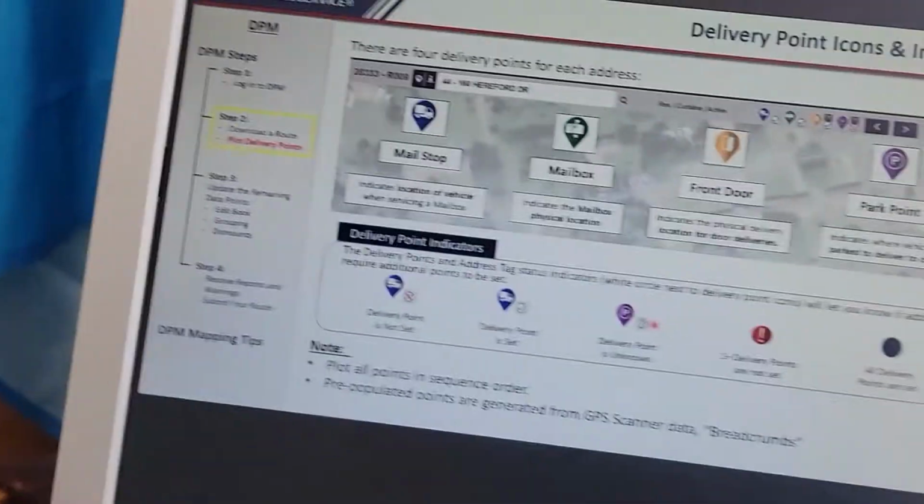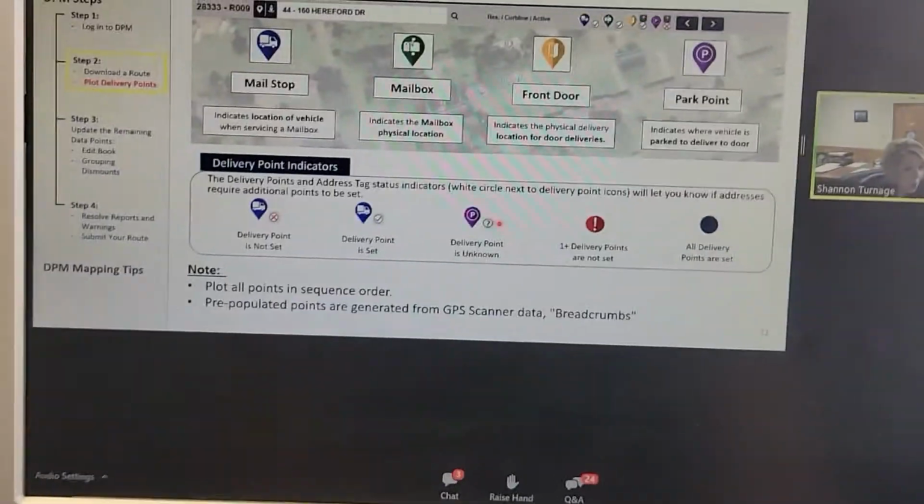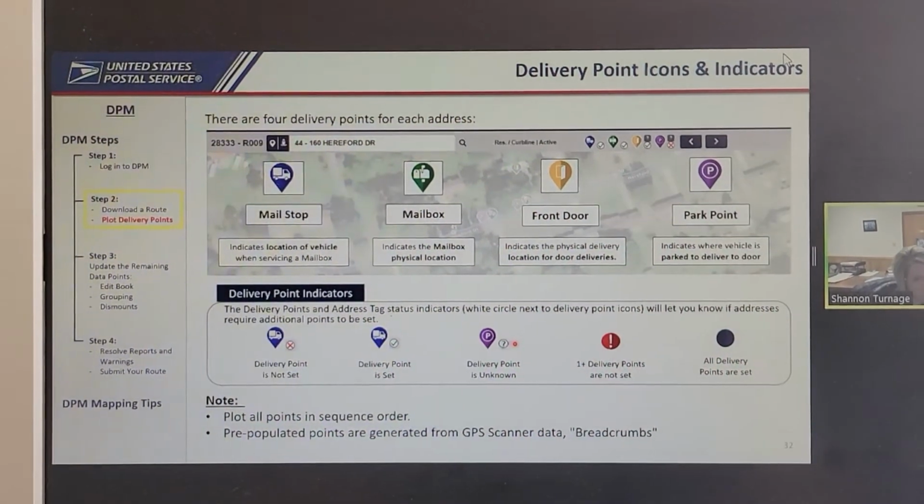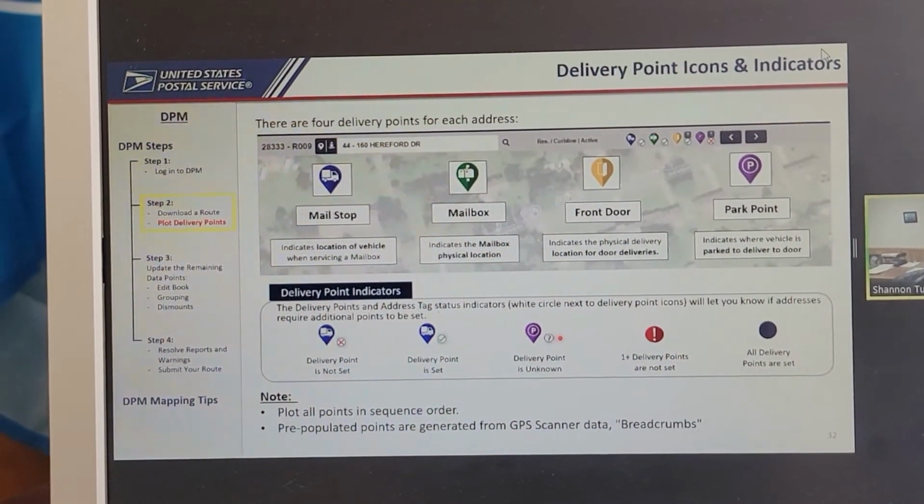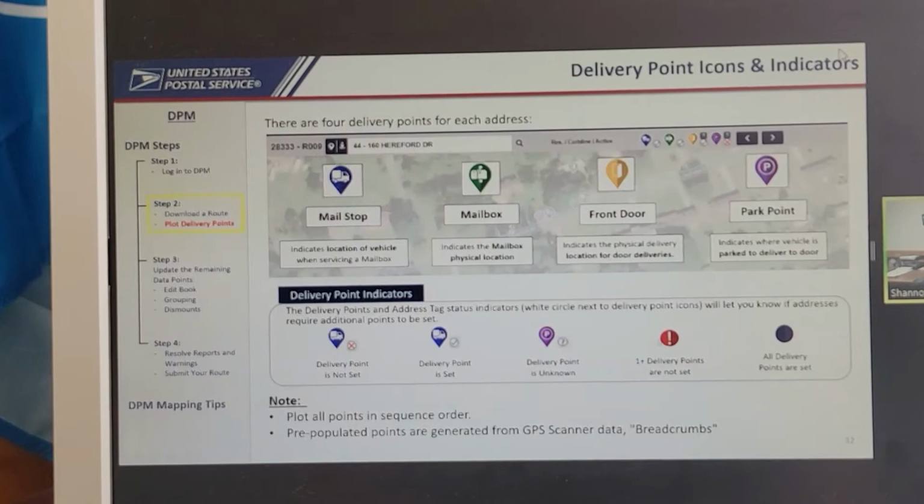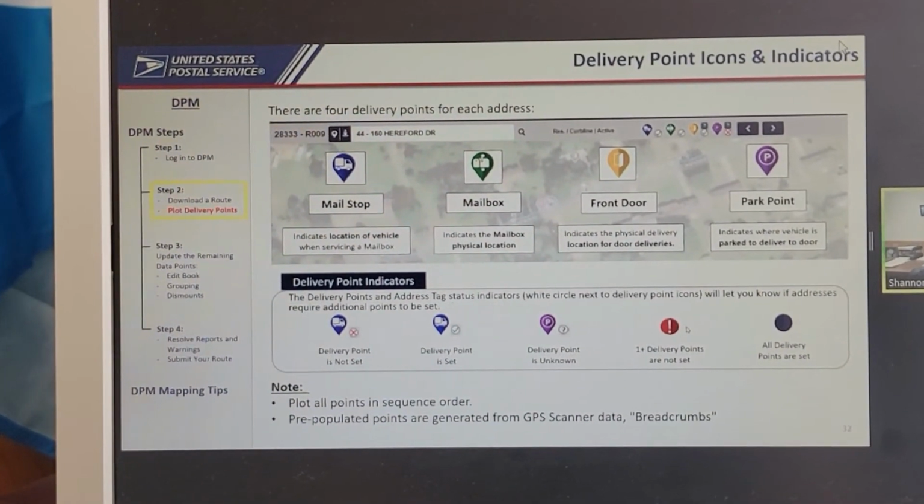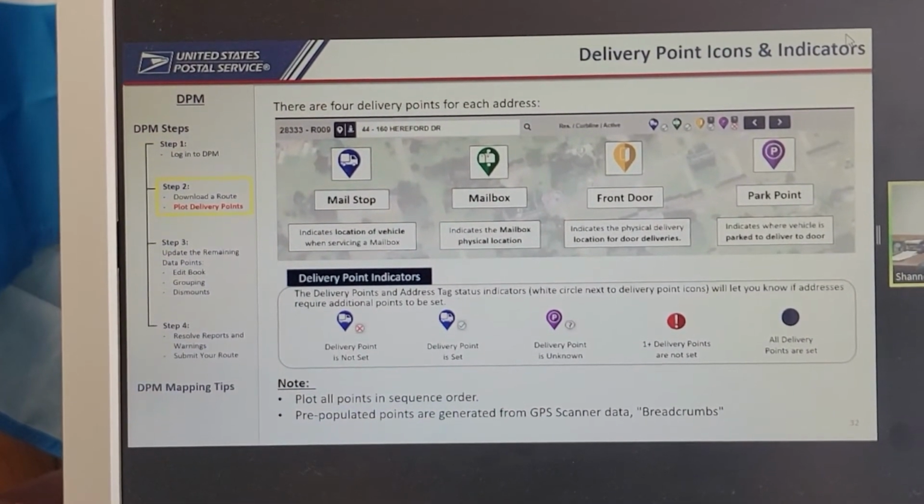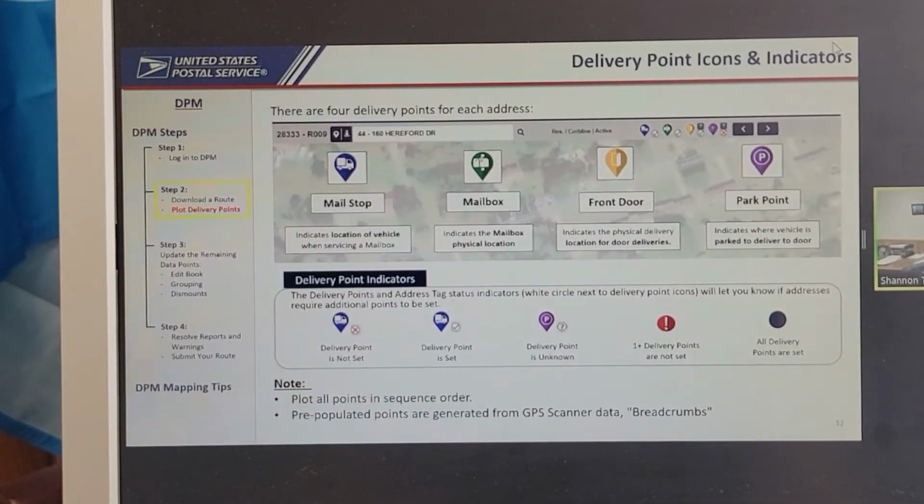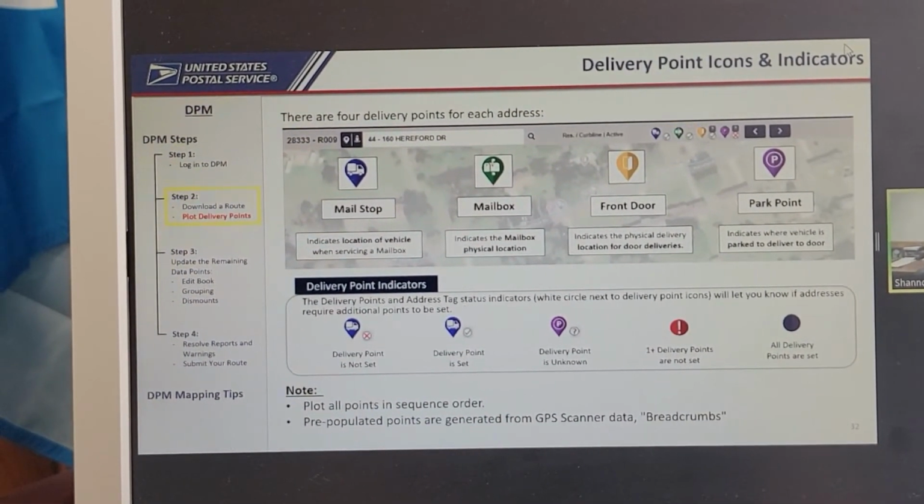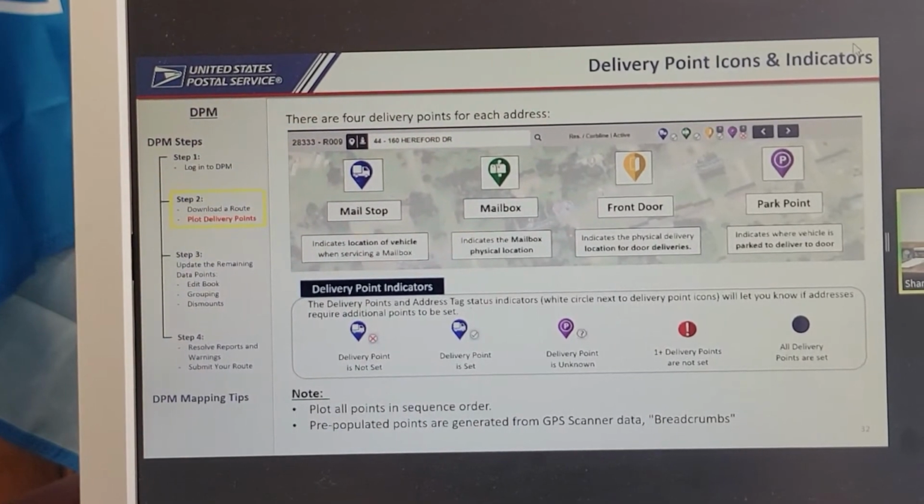And then we got some doors and park points that we don't know where they are because we never go to that house. Maybe they don't get packages, or maybe it's a safety issue, or it's 2 miles down a dirt path. We never go there. So if that location is unknown, you would select the question mark and mark it as unknown. Again, we're not going to make it up. We're not going to guess. If we don't know where it is, just mark it as unknown. You can only mark doors and park points as unknown. You can never set and mark a mail stop or a mailbox unknown.